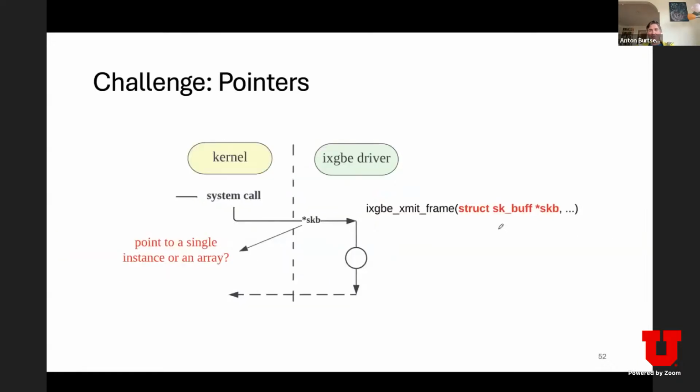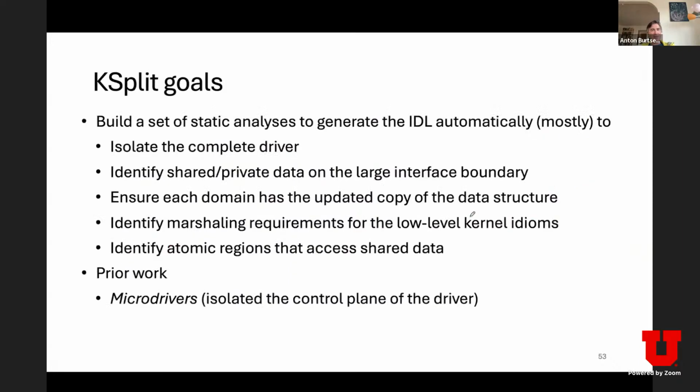We have to distinguish between pointers and arrays. Essentially, the question is: does this point to a singleton, meaning it's just one instance of SKP, or does it actually point to an array of SKPs, right? And maybe the second field, size, will tell us how many elements are in this array. So you have to be careful with this static analysis to make sure that you can distinguish singletons from arrays. But nevertheless, those problems were solved.